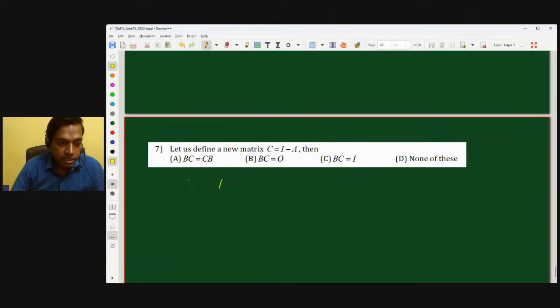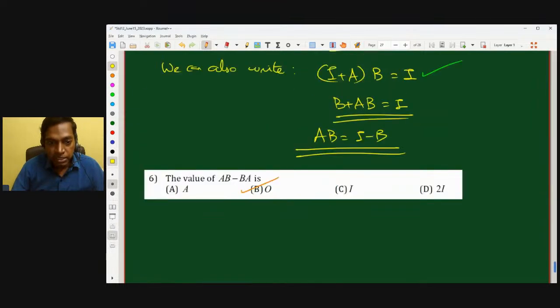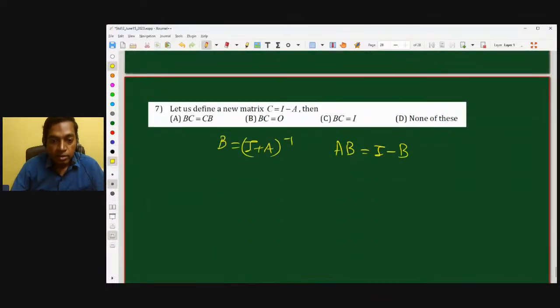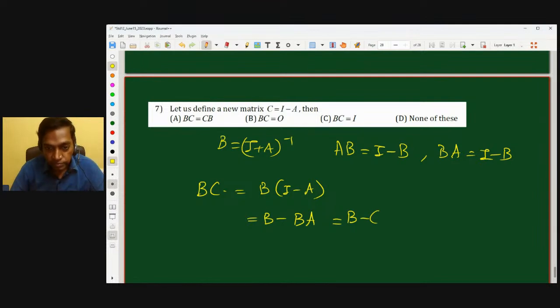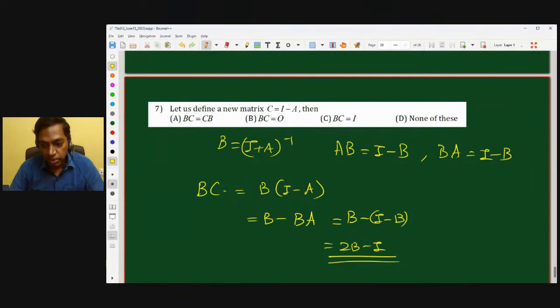Okay, so B is I plus A, the whole inverse, and we found that AB is I minus B, correct? Now, what is BC? BC is B into I minus A, which is B minus BA, but we also found BA is I minus B. Wait, is there a mistake that I've made? This is 2B minus I.